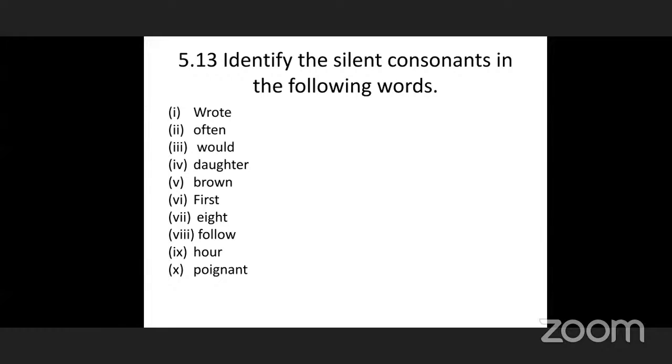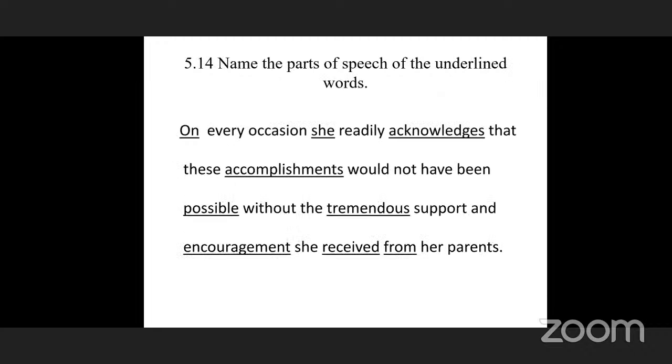Follow. What is the silent letter here? Follow. W is the silent letter. Next, ninth one, hour. So what is the silent letter here? H. Next, tenth one, what is the silent letter here? Opponent. Silent letter is G.